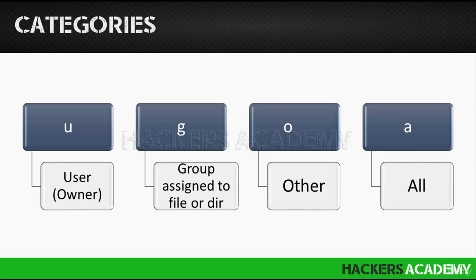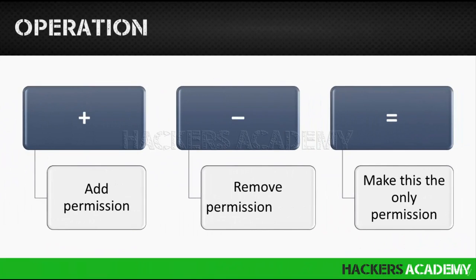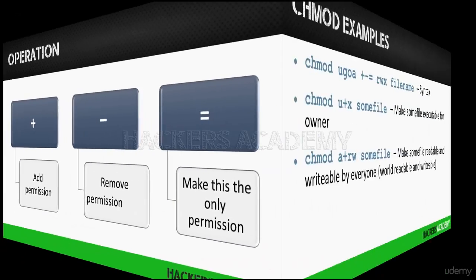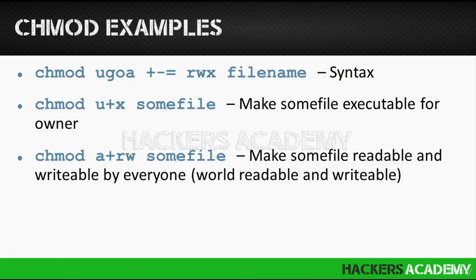Now, if we want to change permissions, we can do that using three operations. We can either use the plus sign to add permissions, the minus sign to remove permissions, or the equal sign to specify that this is the only permission that I want. And we do that using the chmod command, which is short for change mode. It's used to grant permissions to other users, and it's particularly useful for making executables. The way this is used, we start with the chmod command, then the category, either U, G, O, or A, then the operation, plus, minus, or equal, then the permission, read, write, or execute, and the file name that we want to change the permissions to.